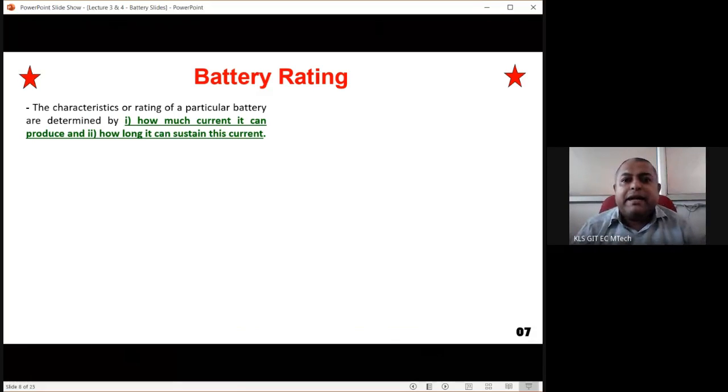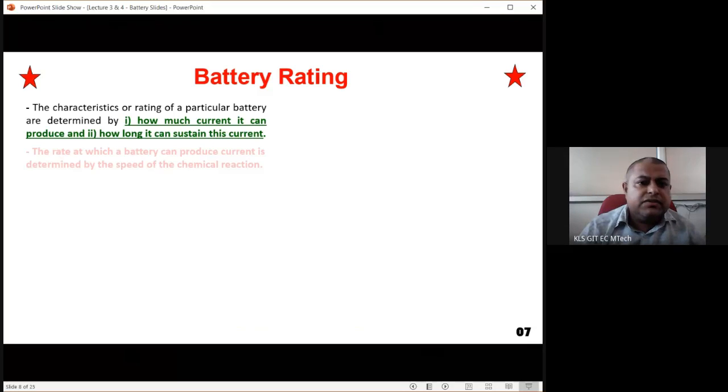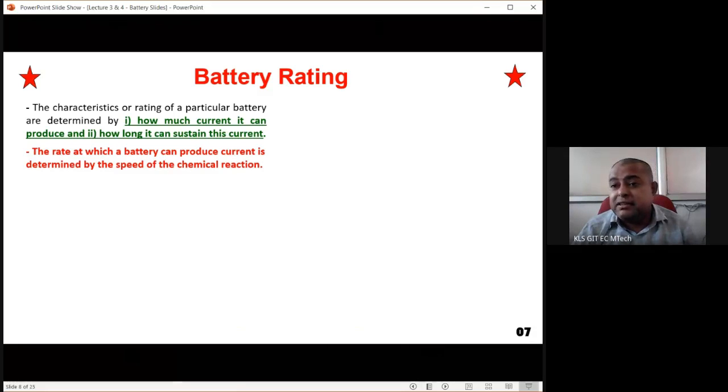So what is meant by battery rating? Now I'll go a little faster. The rating characteristics of a particular battery are determined by two things: how much current it can supply, and how long it can produce this current without any kind of problem or fluctuation.